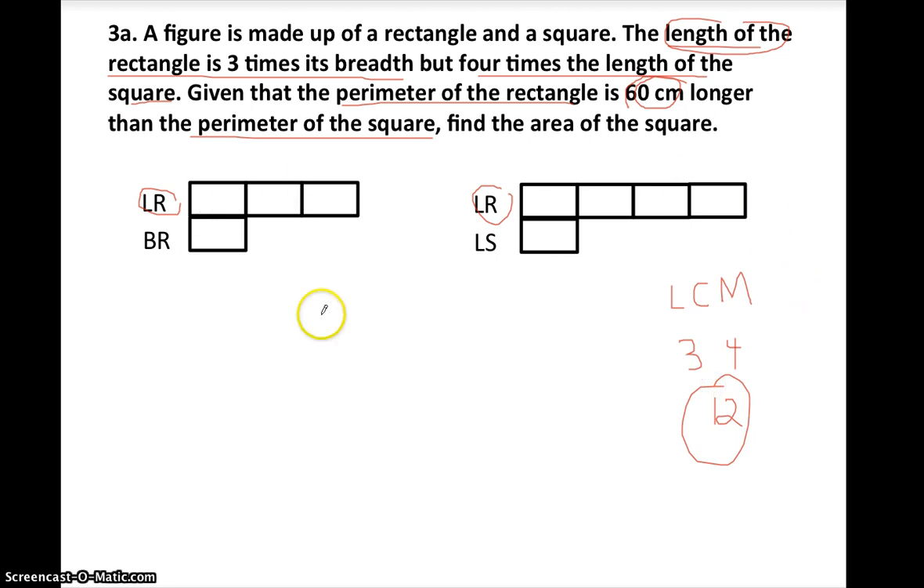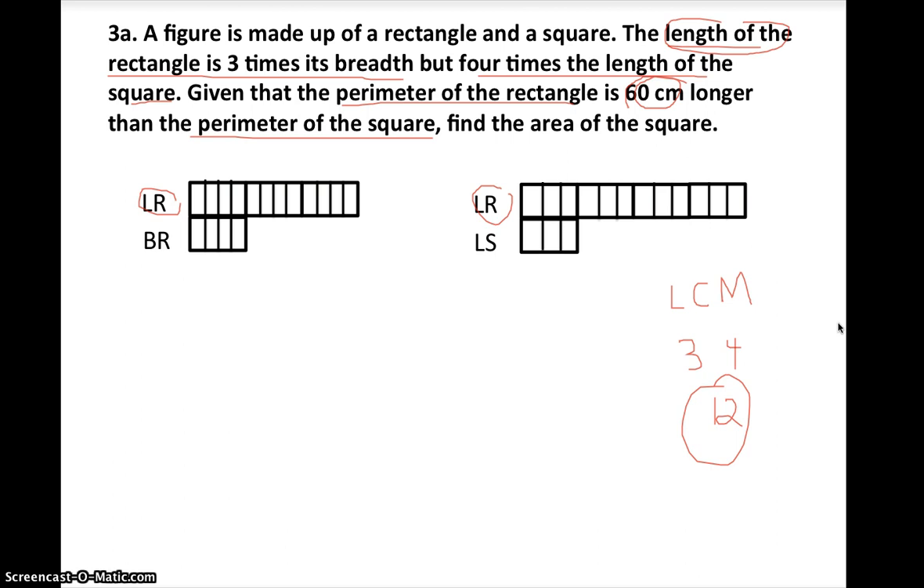So for the first one, over here, I have to cut them up into 4 parts each, so that I get 12 units. Okay, I do the same thing for the breadth of the rectangle. And over here, I already have 4 units, so I want to have 12. So 12 divided by 4, each one will have 3. 3 parts, 3 parts, 3 parts, 3 parts.